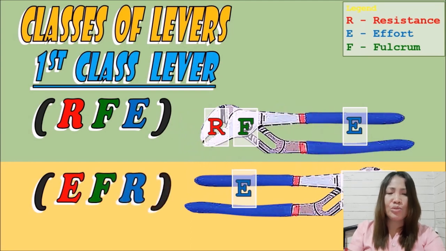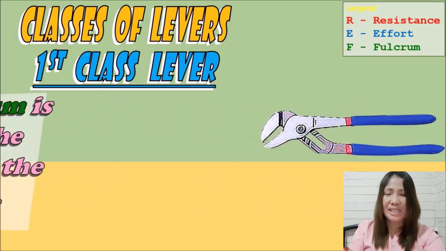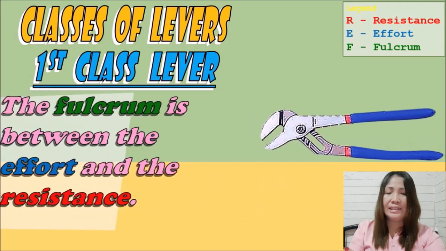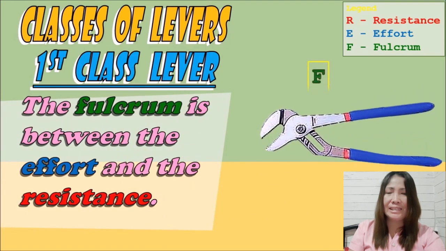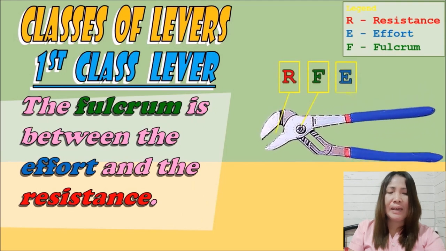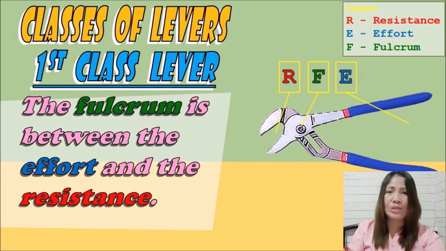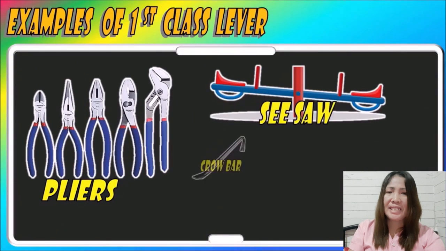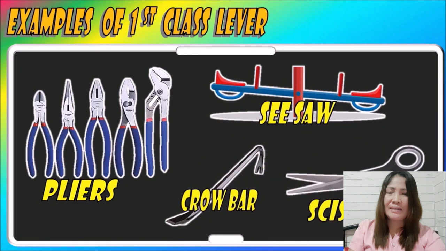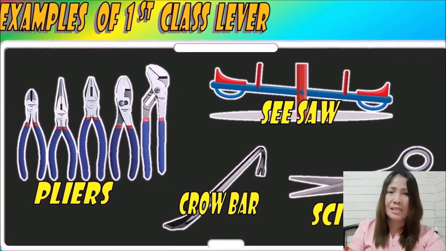Ang pagkasunod-sunod ng mga bahagi nito ay resistance, fulcrum, effort. O kaya naman, effort, fulcrum, resistance. In first class lever, the fulcrum is between the effort and the resistance. Depende kung paano nakapwesto ang bagay. Here are the examples of first class lever: pliers, seesaw, crowbar, scissors.